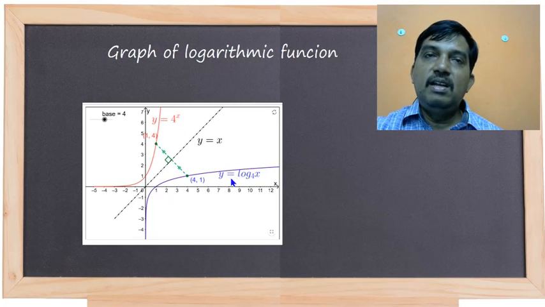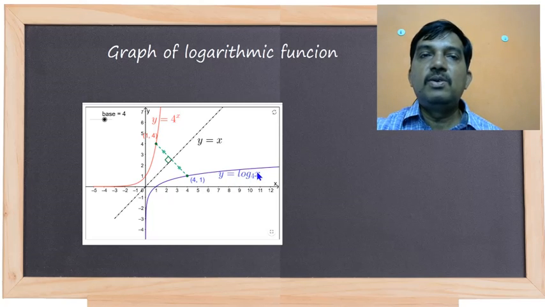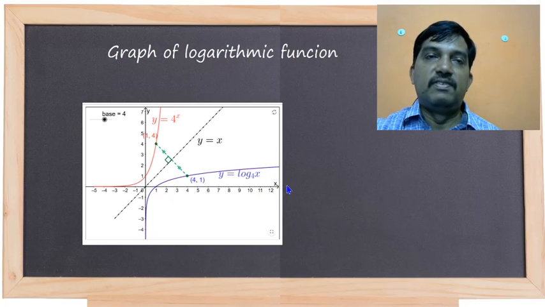If you take the logarithm of x to the base 4, what is logarithm of 4 to the base 4? Logarithm of 4 to the base 4 is equal to 1. Therefore, here when x equal to 4, y is 1. Next is logarithm of 16 to the base 4 equal to 2. Therefore, the point is when x is 16, y is 2, that is 16 comma 2. It is beyond the graph.